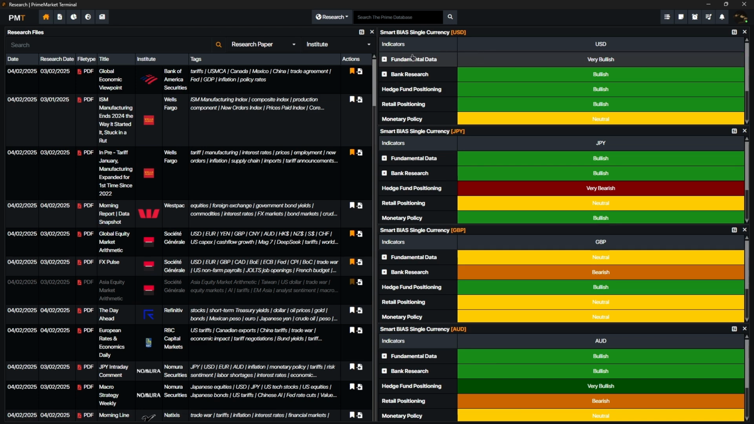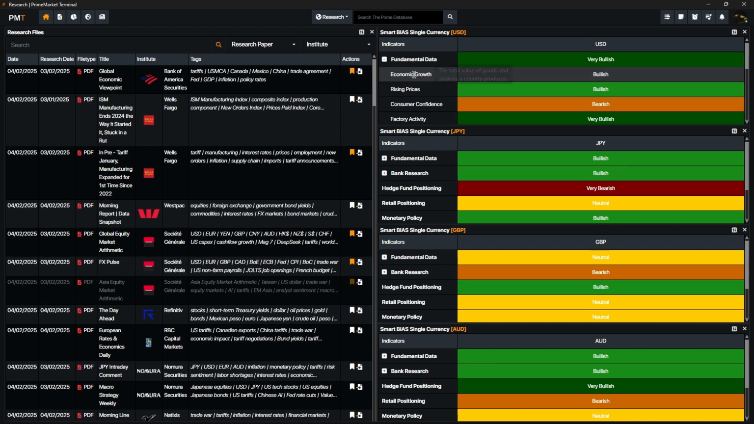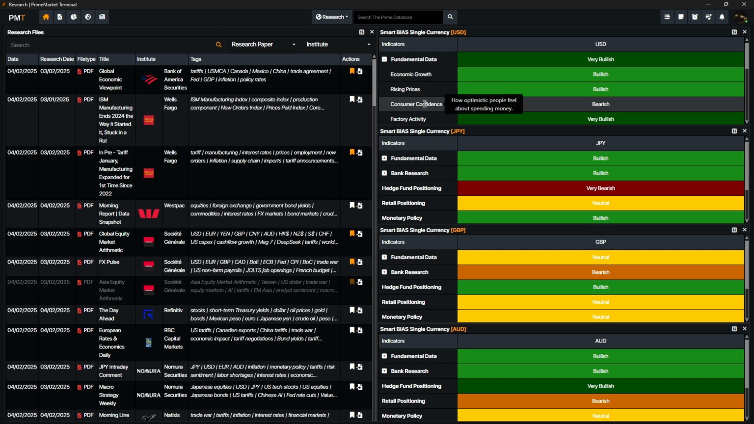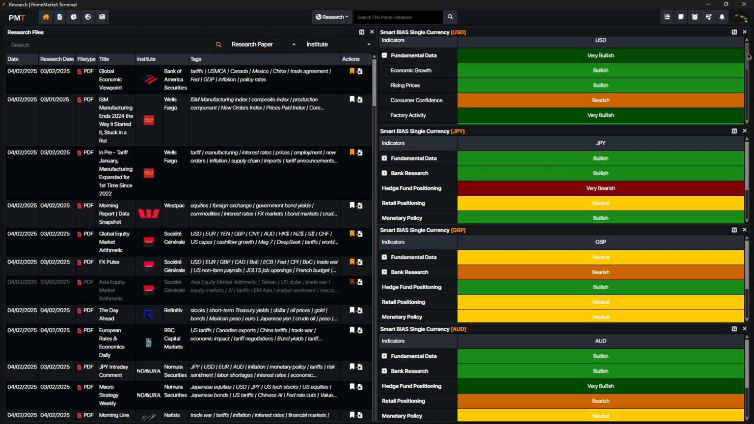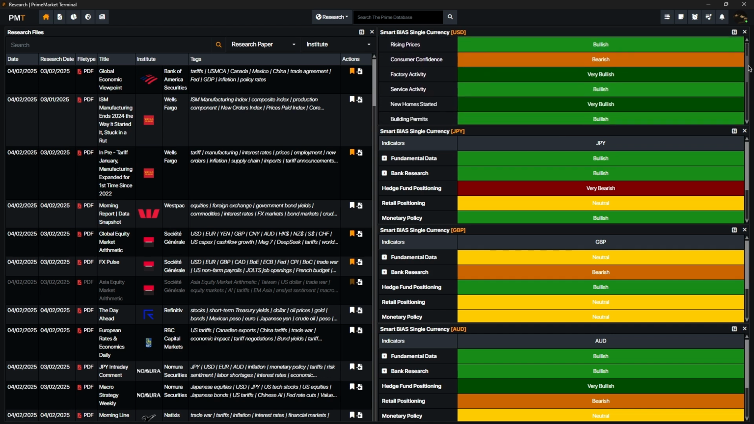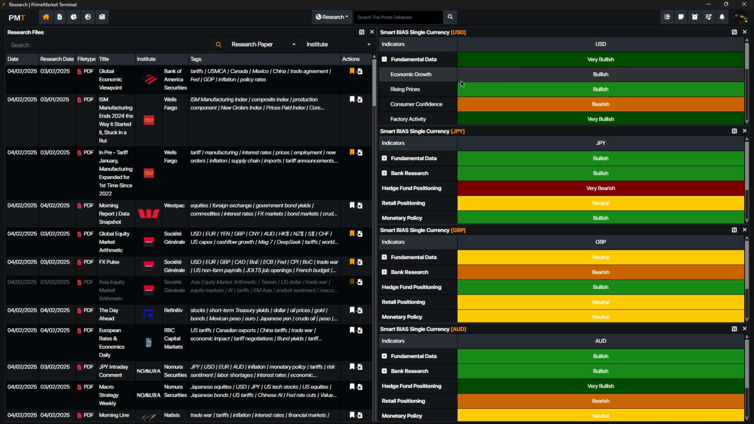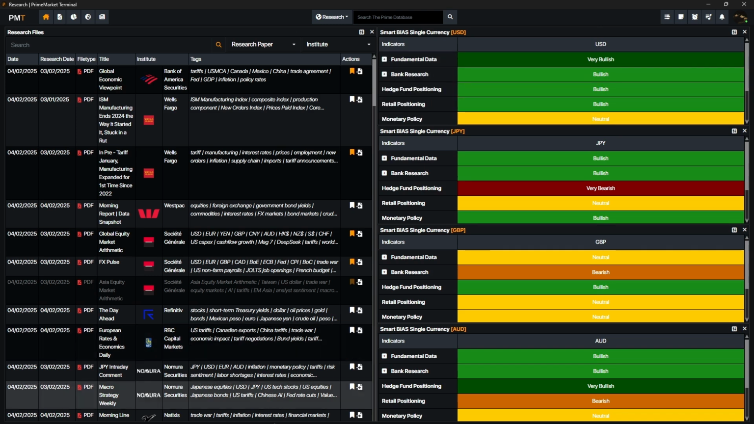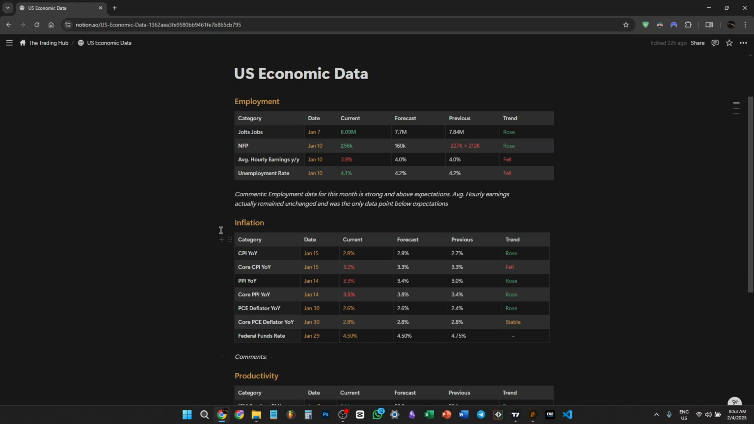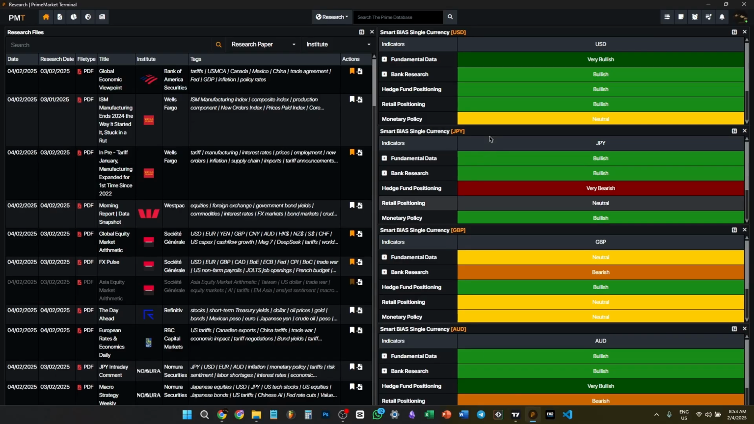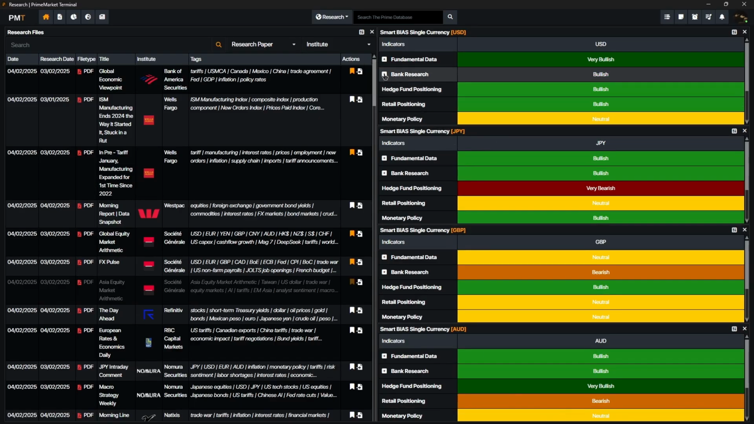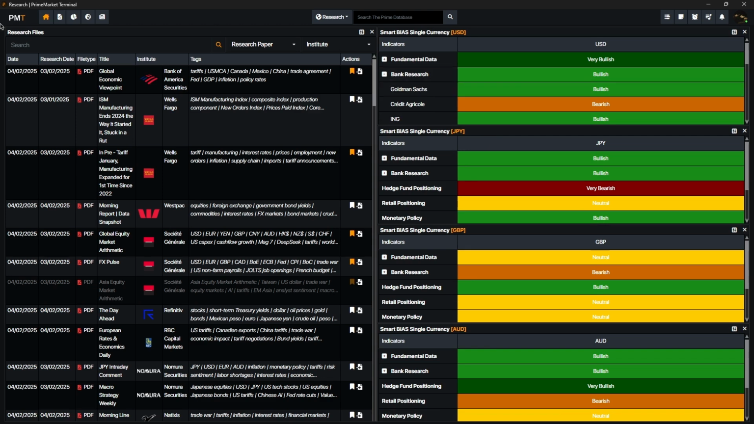So if you look at fundamental data, we can see that economic growth, bullish; rising prices, bullish; consumer confidence, it's bearish; factory, new homes started, building permits, all of this is bullish, right? And I don't need to manually enter all that stuff in here because this does everything for me, right? Next, you have bank research, which is this section right here, which I'll get into soon.